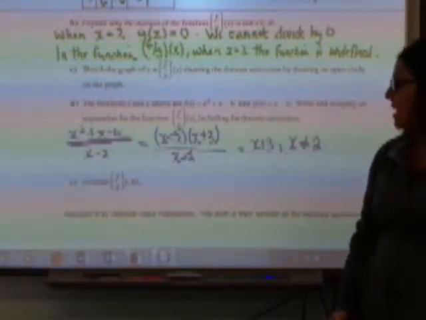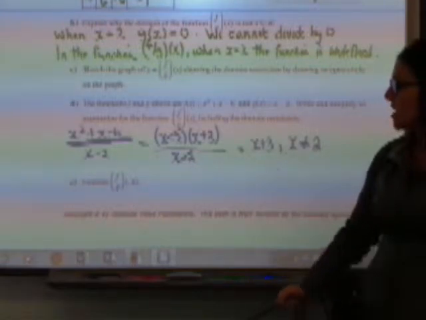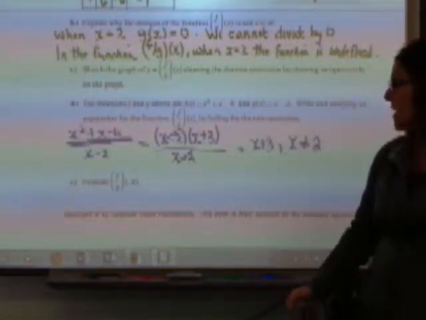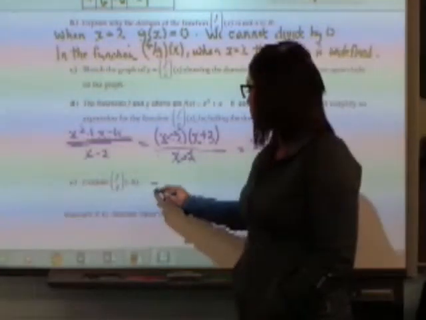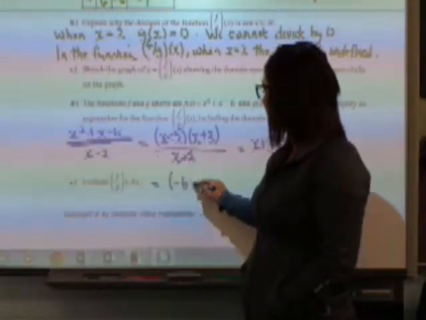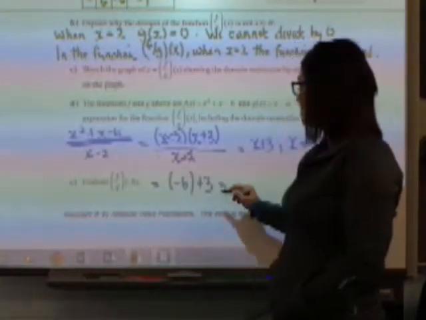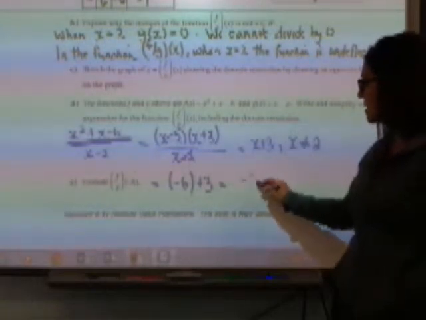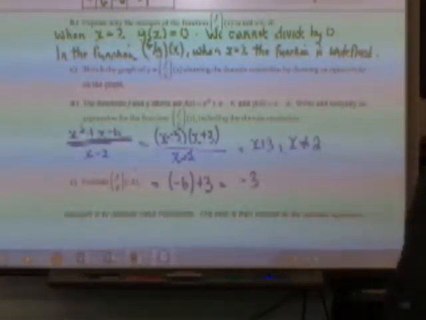Okay? So then if I evaluate f divided by g of negative 6, I would put in negative 6 where I see x in my simplified equation. Negative 6 plus 3 becomes negative 3.